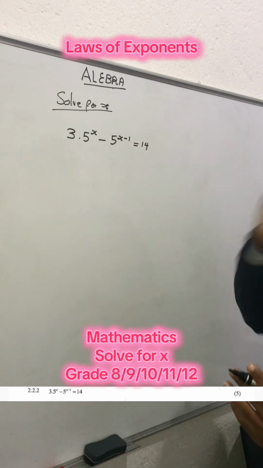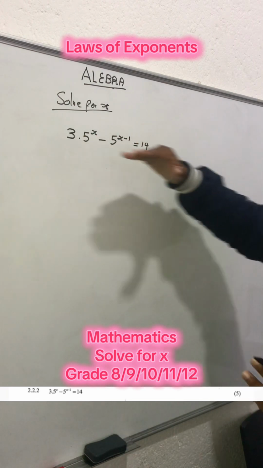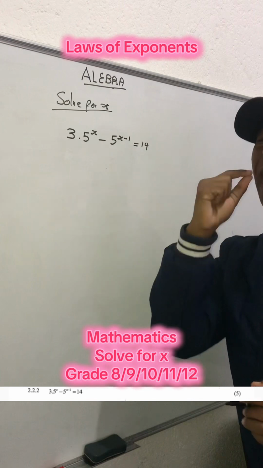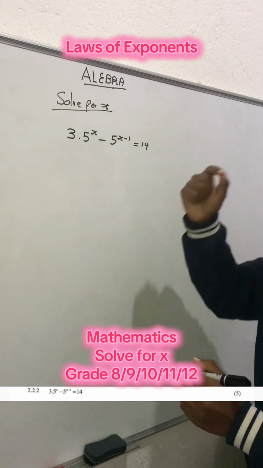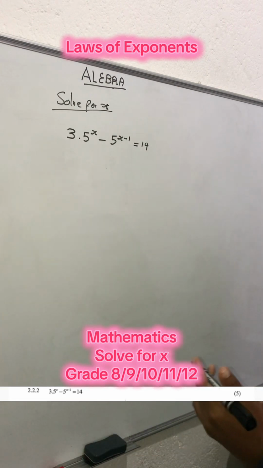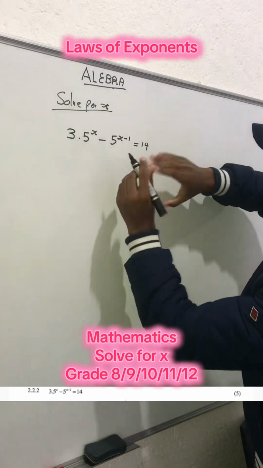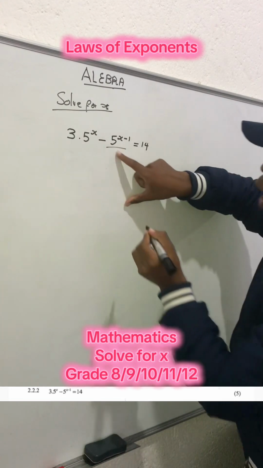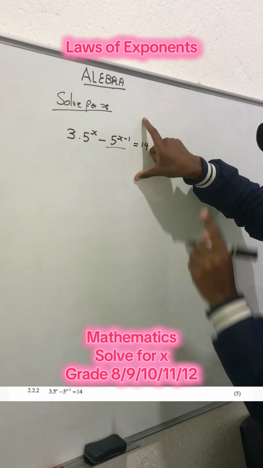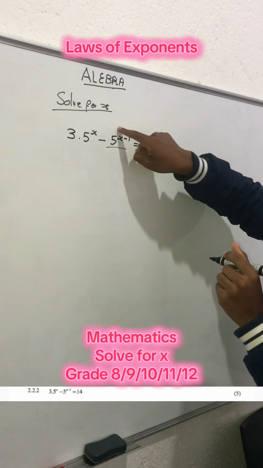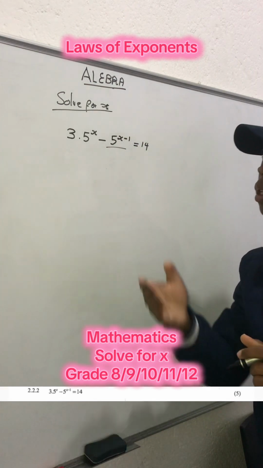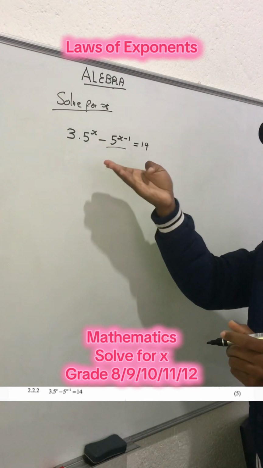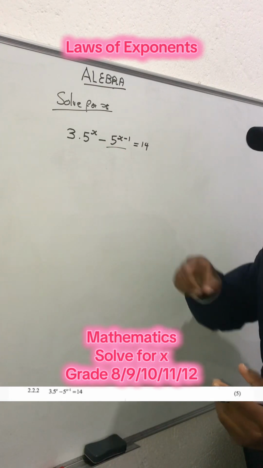Now what you need to know about these types of questions is that they need you to know the laws of exponents. So you need to know the laws of exponents. Now when I check this equation, I notice that there is 5 to the power x minus 1. I know that this 5 to the power x minus 1 comes from the laws of exponents, which means to get this you have applied the laws of exponents.